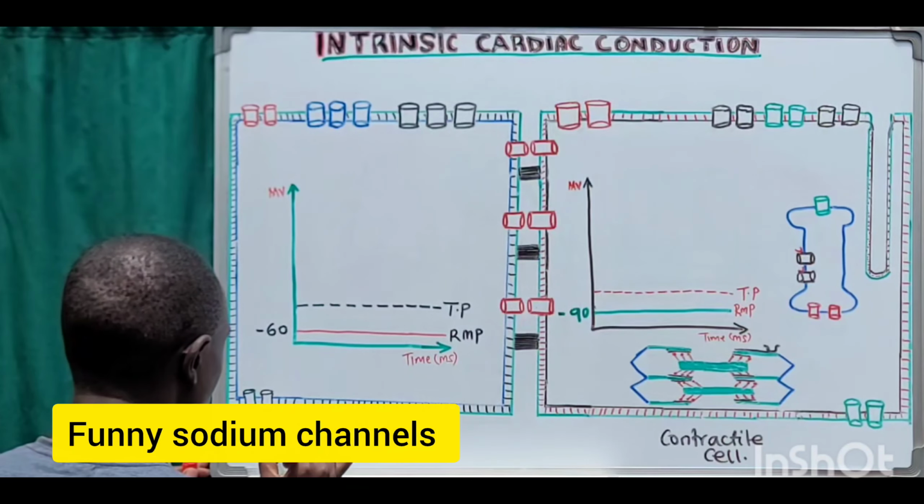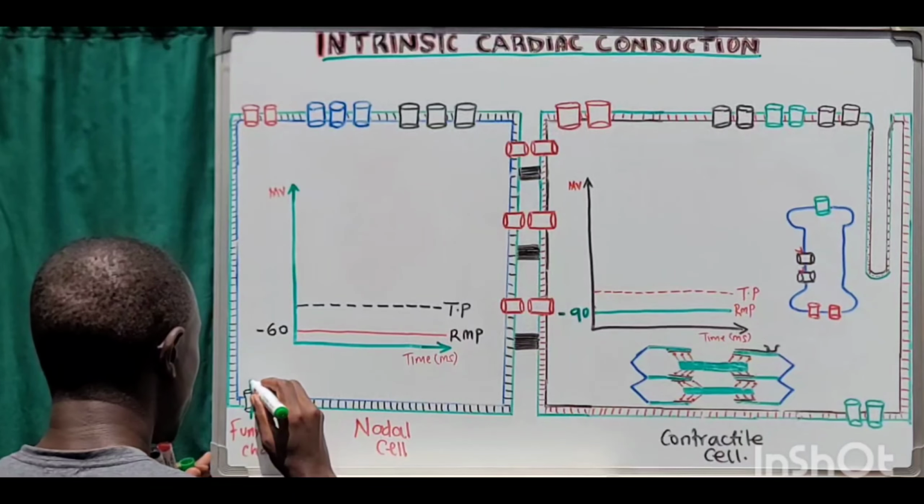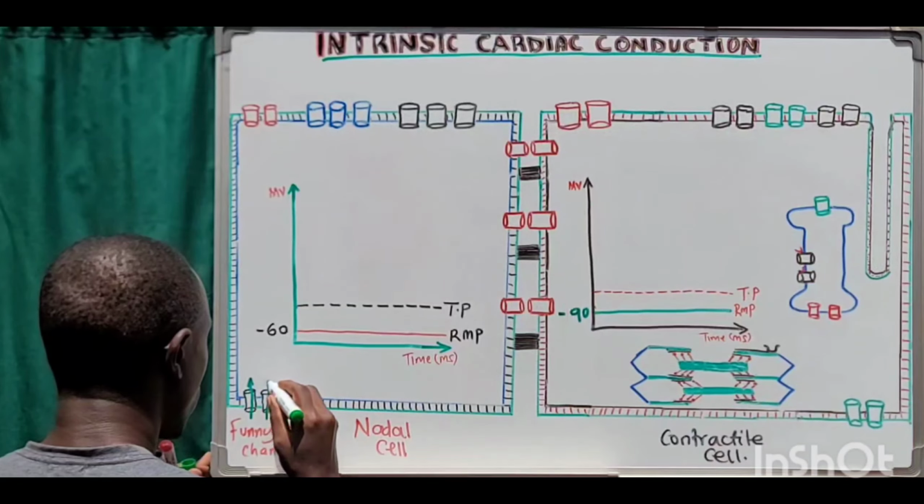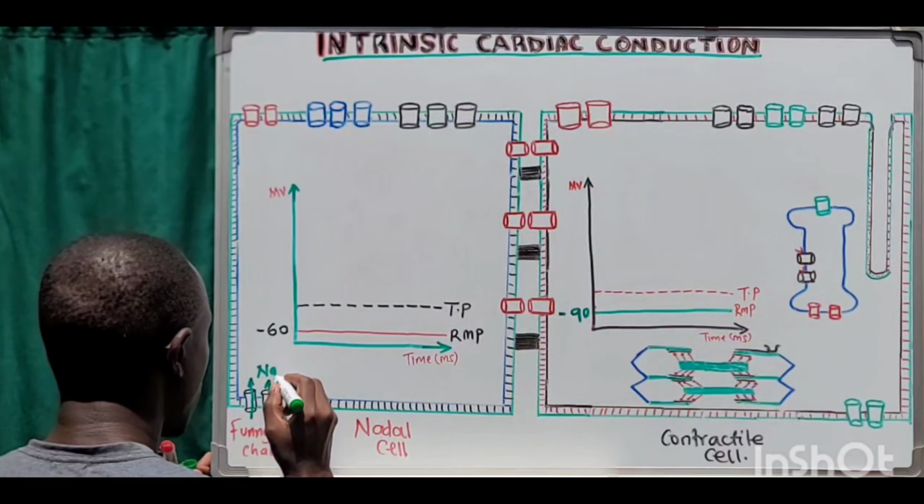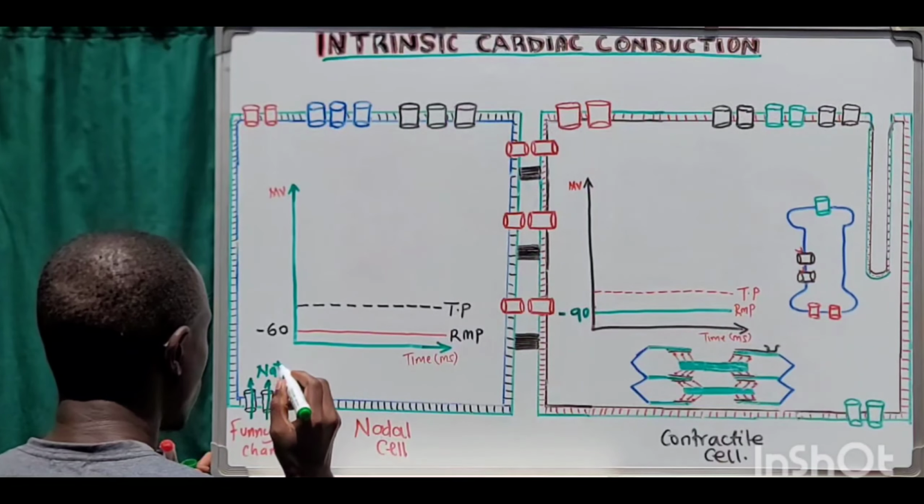Okay, these are what we call the funny sodium channels. Now, when these channels open, they are going to start allowing sodium to trickle inside this nodal cell. So now you're going to have a small percentage of the entry of what we call sodium ions, and they are going to be entering through the funny sodium channels.